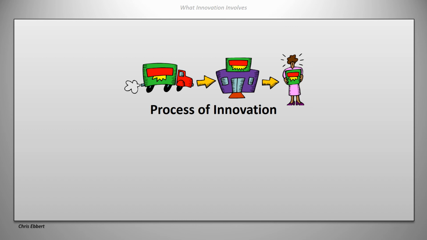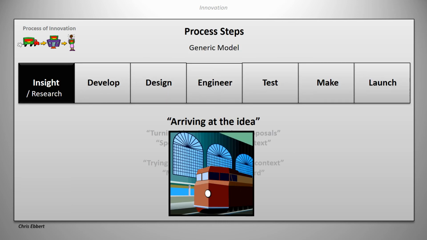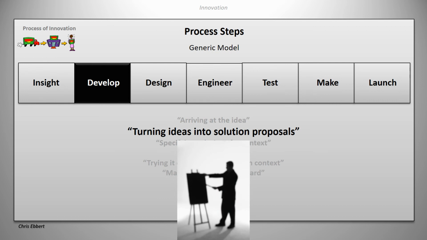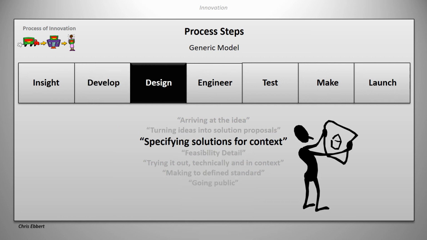We haven't actually looked at the process of innovation yet, the process as it is integrated in R&D, in industry, where the work happens. Typically, you get this lineup, this string of pearls, if you will, of instances that the innovation has to go through. You begin with your insight or your research. Then there is development going on. Solution proposals are beginning to pop up. And then you begin to become more specific. You specify the solutions for the context.